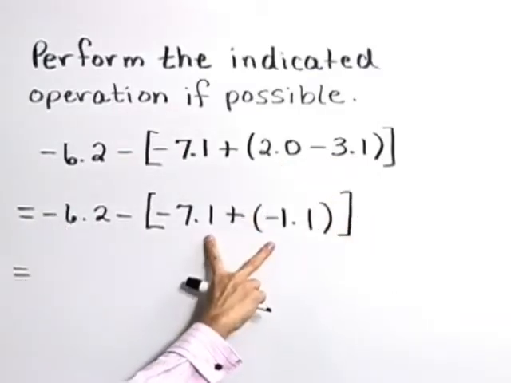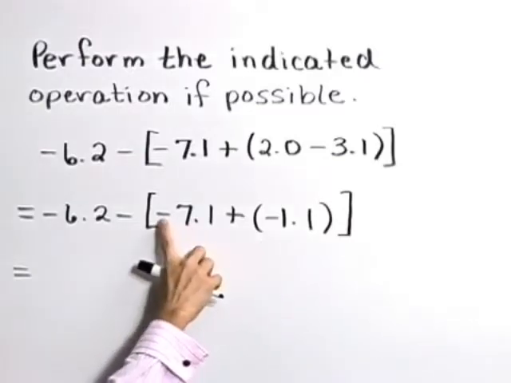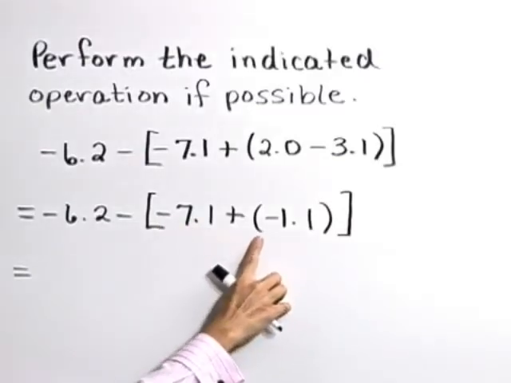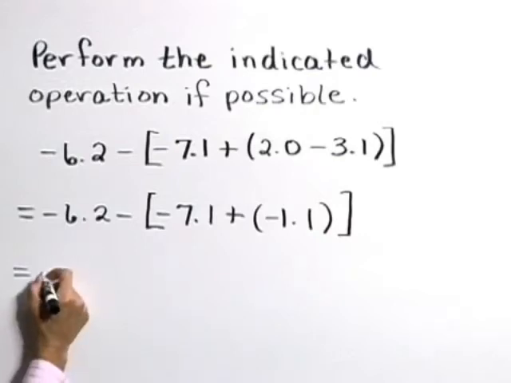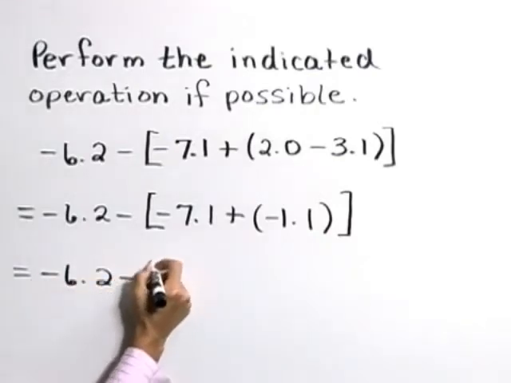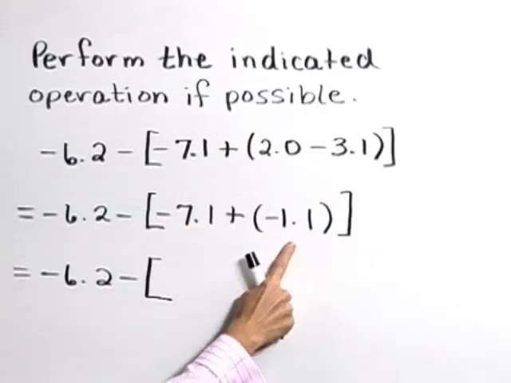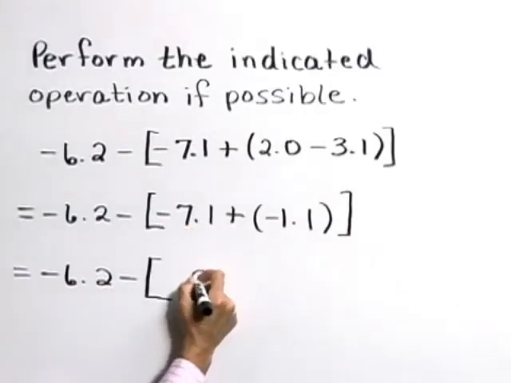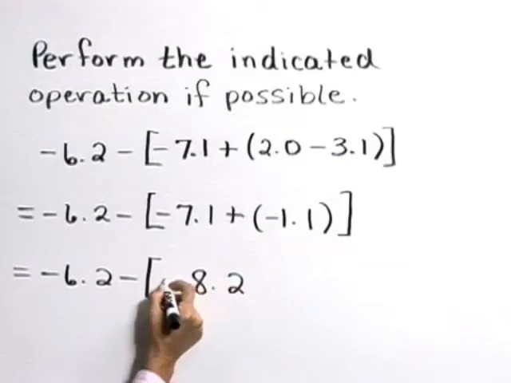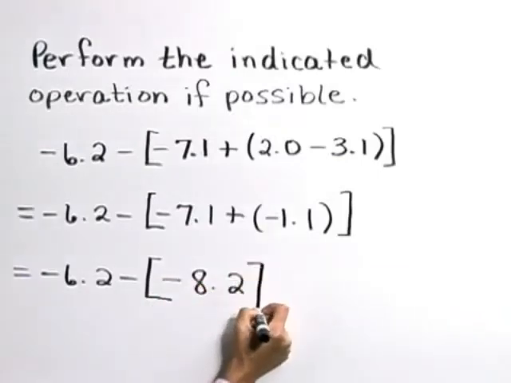Let's continue with our grouping symbol again. We've got a negative 7.1 plus a negative 1.1. Writing each step, here we're going to add two negative numbers, so we'll add their absolute values to get an 8.2, and then that sum remains negative.